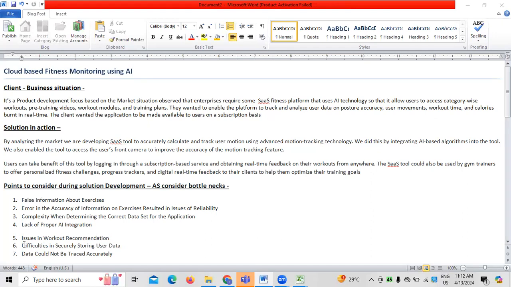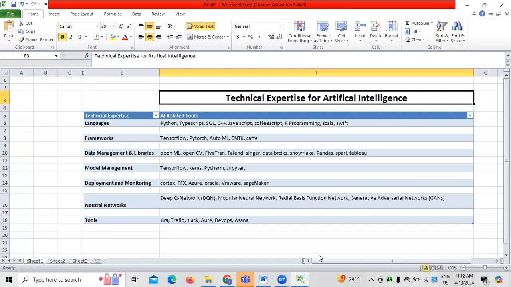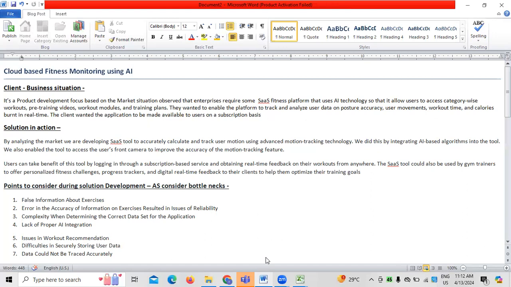So when it comes to artificial intelligence, there are a lot of tools we use, as I stated. There are different tools in context to artificial intelligence that we normally use. For example, from the languages perspective, there are different languages like Python and all that stuff that will be used. Anyway, I'll explain this to you in coming time. So this is the point.